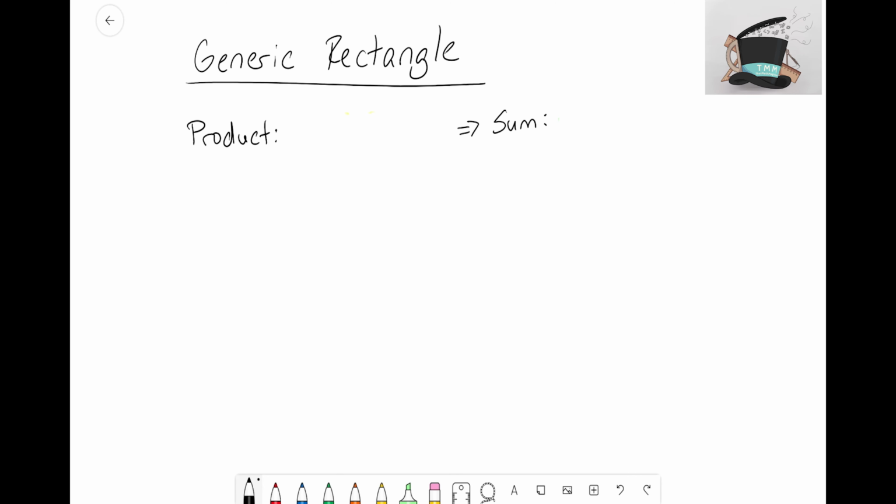Hey everyone, it's that Math Magician, and in this video we're going to take another look at generic rectangles and how we can use them to help us solve multiplying expressions.